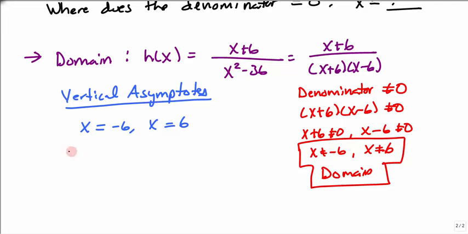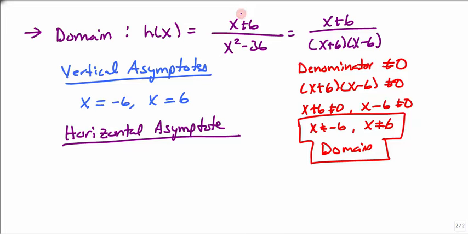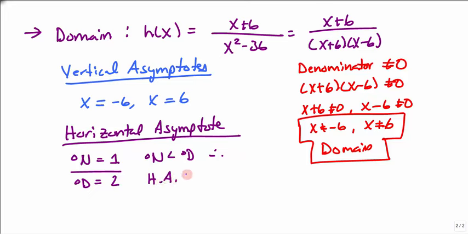Now my horizontal asymptote is next. For my horizontal asymptote, I just need to look at the degree in the numerator and the degree in the denominator. The degree in the numerator is this implied 1, so the degree in the numerator is equal to 1. The degree in the denominator is equal to 2. Well, the degree in the numerator is less than the degree in the denominator, therefore the horizontal asymptote is y equals 0, because the degree in the numerator is less than the degree in the denominator.